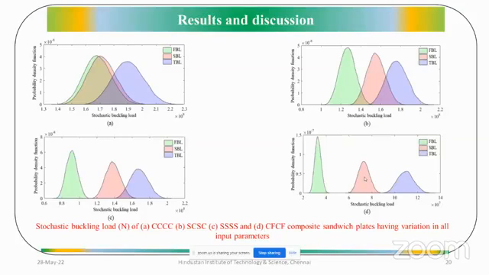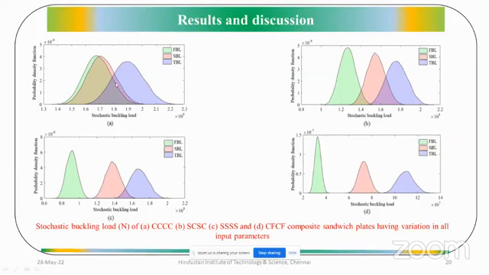Our first objective was the importance of higher order buckling modes. Why is it important? We can see here, if we consider only the first buckling mode, then what will happen? The second and third buckling modes are also overlapping, so there is a chance of failure in the second and third buckling modes also.